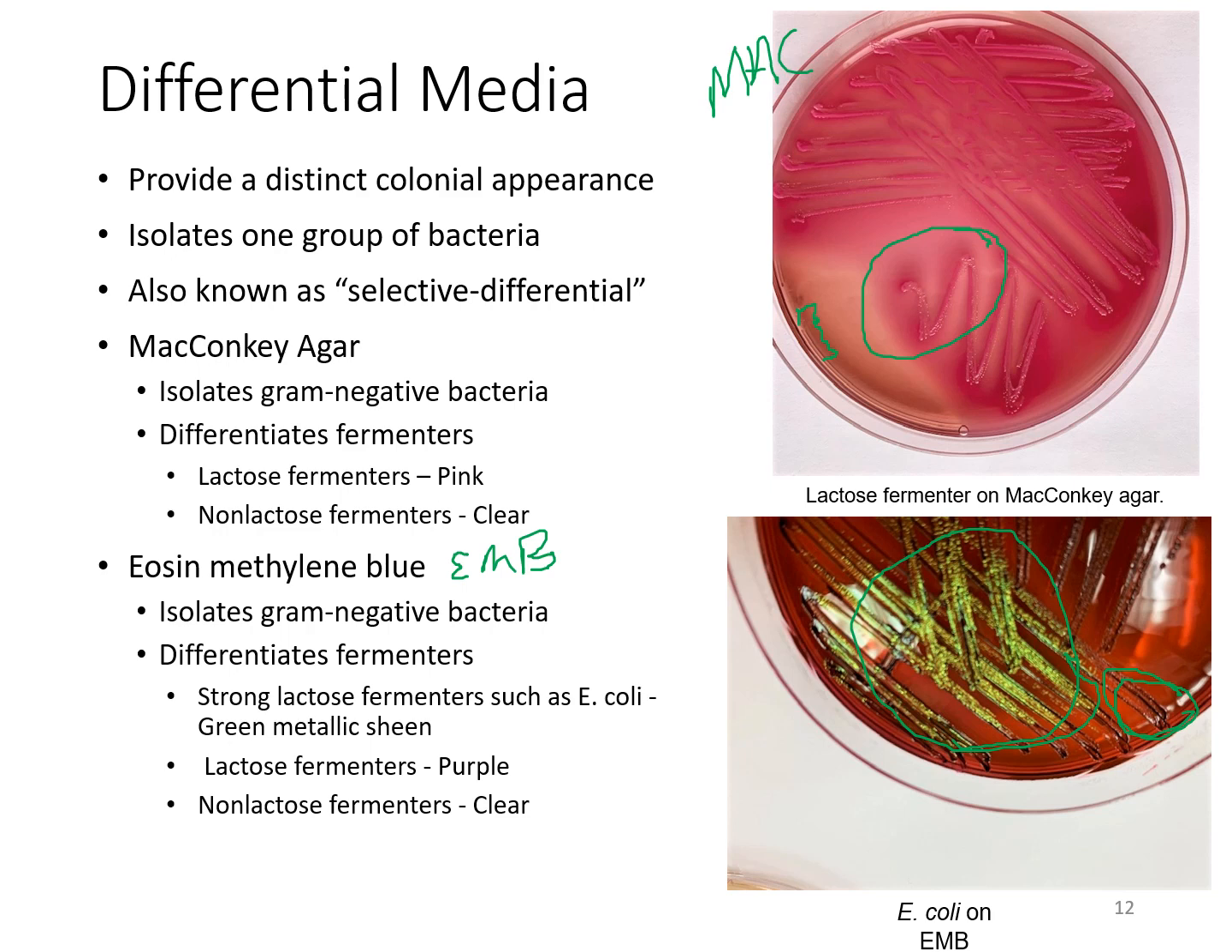it does ferment lactose, but when you see that little green sheen to it, you know that it is a very strong lactose fermenter, which is going to indicate that it is most likely going to be E. coli. Your non-lactose fermenters, of course, would just have the clear colony, so it actually appears more like a clear reddish pink color when it's growing on that plate.